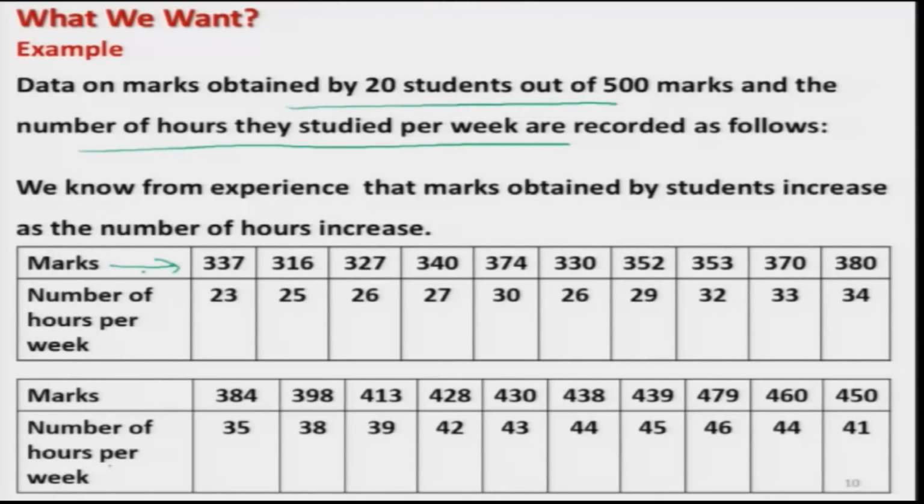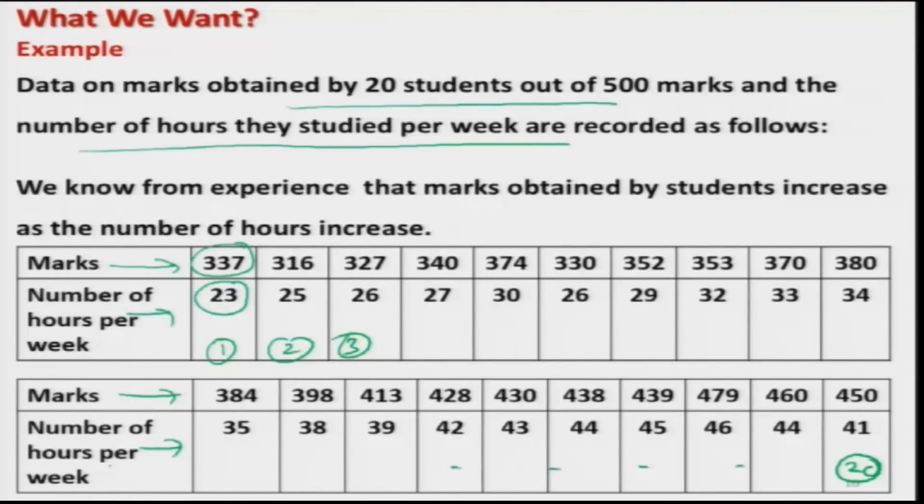For example, in the first row the marks obtained are given, and in the second row the number of hours studied by the corresponding students are given. Say this is student number 1, he or she studied for 23 hours, and he or she has got 337 marks out of 500, and so on. So this data is here for 20 students: student number 1, student number 2, student number 3, up to student number 20. Right. So now we want to know what is the relationship between the marks obtained and the number of hours studied in a week.